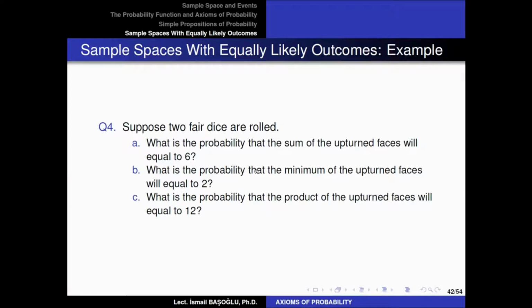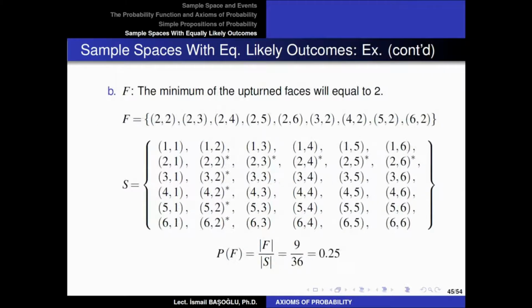And the question is asking, what is the probability that the minimum of the upturned faces will be equal to 2? How do we solve this question? In a similar fashion to how we solved part A. In part B, again, we write down our sample space, the whole sample space, and indicate which outcomes in the sample space correspond to the event of the minimum of the upturned faces being equal to 2. If you get a 6-2, the minimum of 6 and 2 will be 2, and you can say event F has occurred.